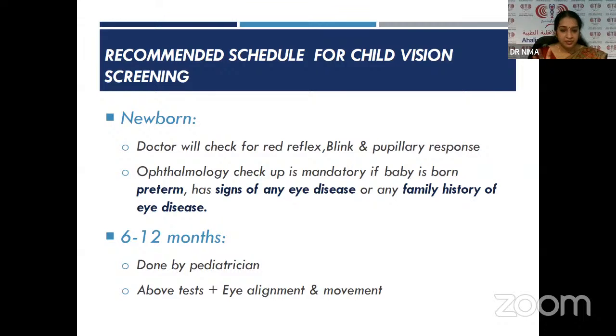Then we show the light. If the child is blinking, at least we can have a rough assessment that the child is seeing the light, and also the reaction of the pupil shows whether the optic nerve is normal or not. That is, optic nerve means the nerve of the eye. That is usually done by the pediatrician. And if any abnormality is there, the pediatrician will definitely refer for the eye examination. And if it is a normal baby, this is enough.